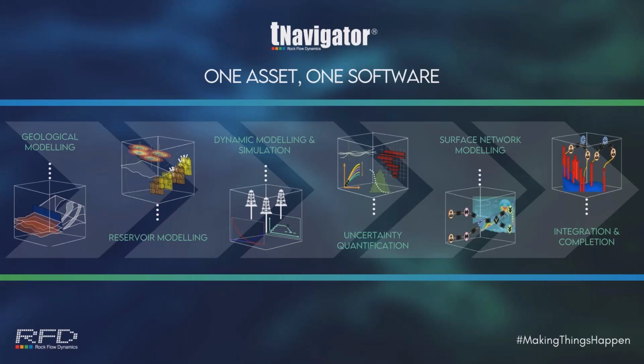When we're working with tNavigator, we don't just work in silos. We don't have different types of models depending on which area we're looking at that we have to then pass back and forth. We can actually do all of the things that I put up on the screen in the same software. That includes geological modeling, reservoir modeling, dynamic simulation, surface network modeling, PVT, well design, integration completion, and last but not least, uncertainty quantification, where we can look at all of these different areas as sources of uncertainty or ways of optimizing things.